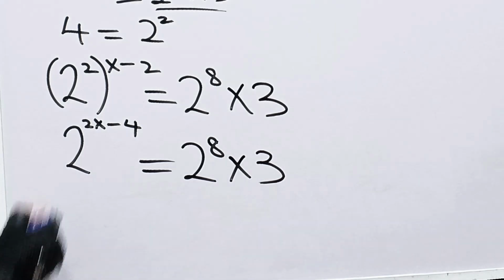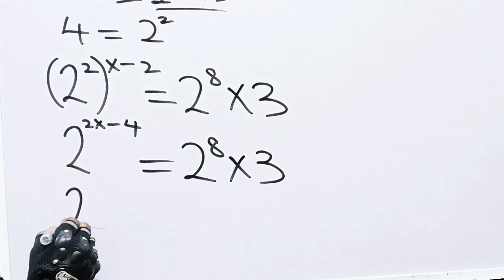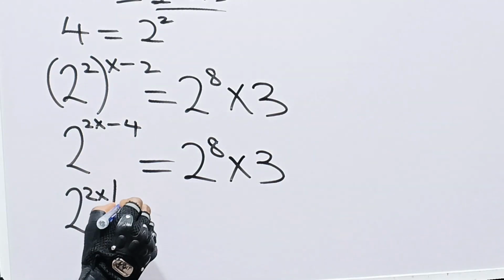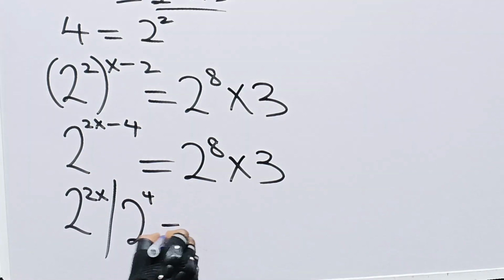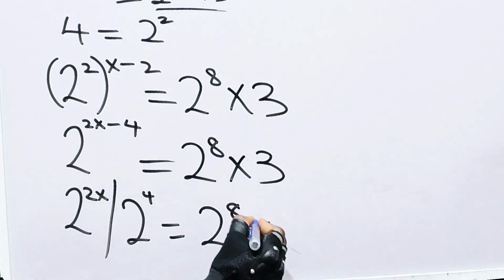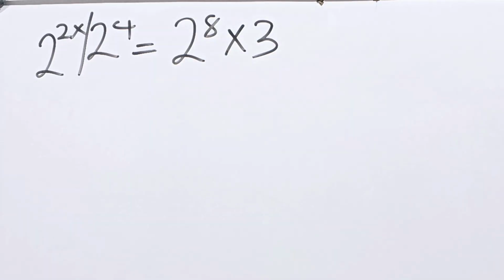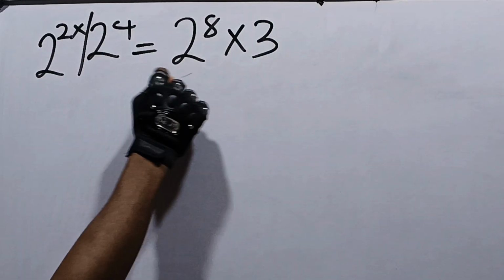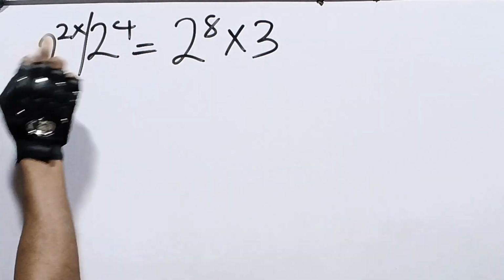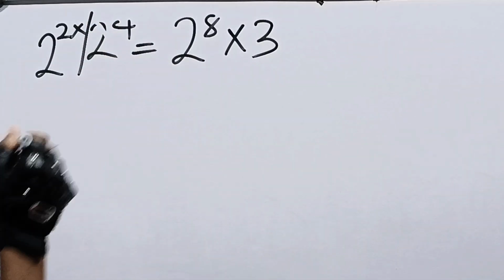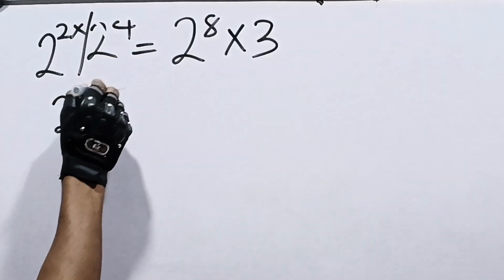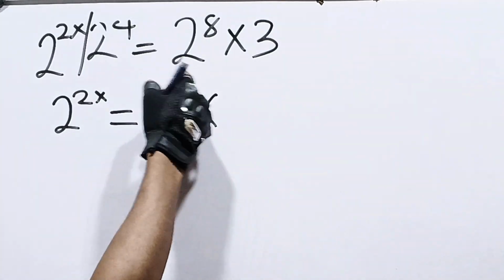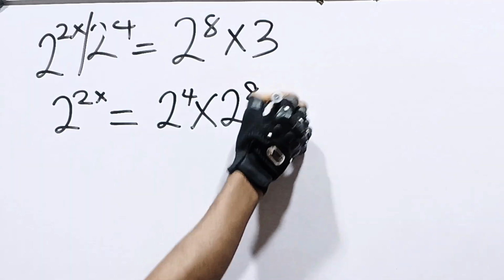From here, we have 2 raised to the power 2x divided by 2 raised to the power 4, because when you have minus, it means dividing, to be equal to 2 raised to the power 8 multiplied by 3. Now let's multiply each of these sides by 2 raised to the power 4, which cancels the 2 raised to the power 4 on this side. What remains here is 2 raised to the power 2x, equal to 2 raised to the power 4 multiplying 2 raised to the power 8 times 3.